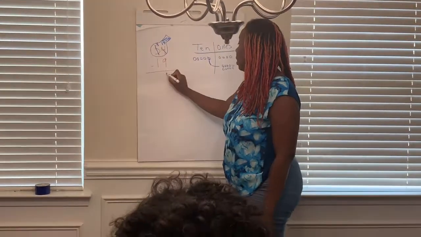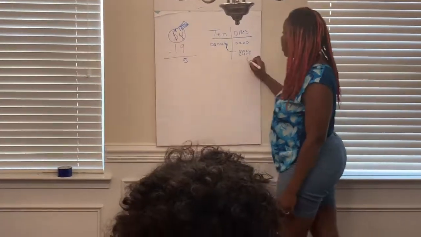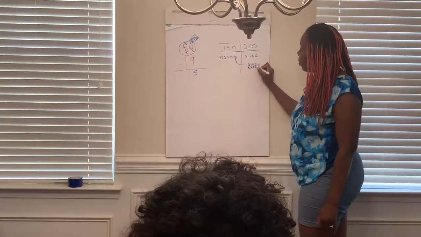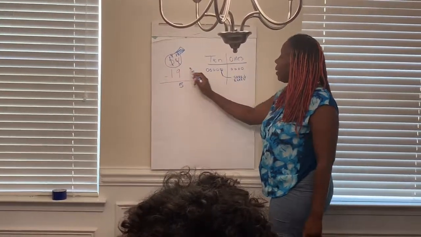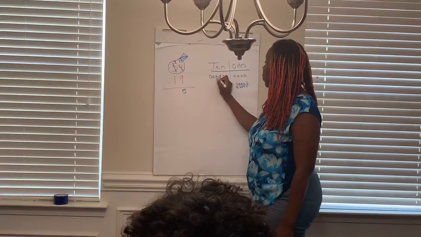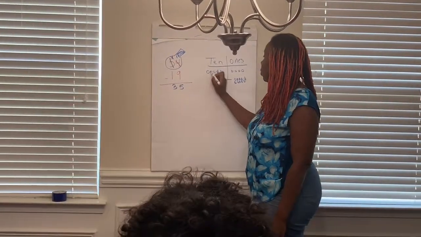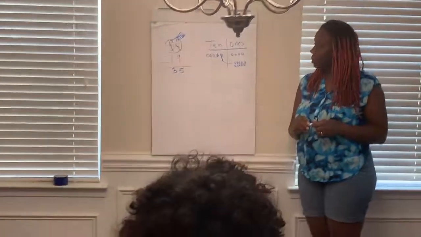14 take away 9 equals 5, but I'll double check. 1, 2, 3, 4, 5, 6, 7, 8, 9, and 1, 2, 3, 4, 5. And then 4 take away 1 equals 3. So the answer is 35. Excellent job.